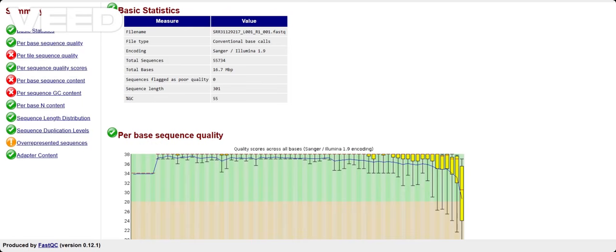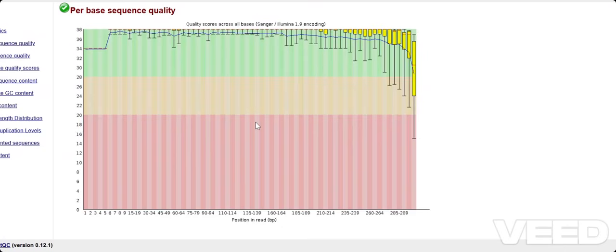Now we come to one of the most important graphs in FastQC, per base sequence quality. This graph tells us the quality of sequencing at every position of the read. Look at the bottom. This is the position in the read. For example, position 1 means the first base, position 2 means the second base, and so on.